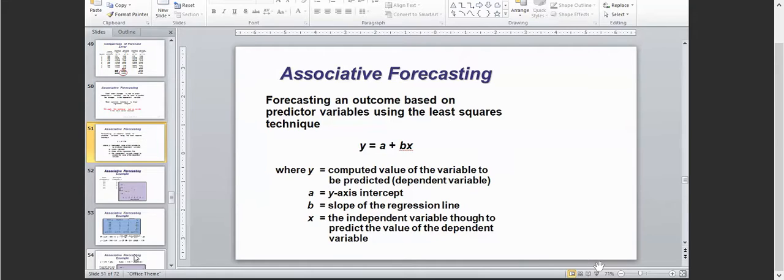The y is the dependent variable. Meanwhile, x is the independent variable. So, in order to find the y, we also need to identify the value of the slope b, and the intercept for the y-axis, a.